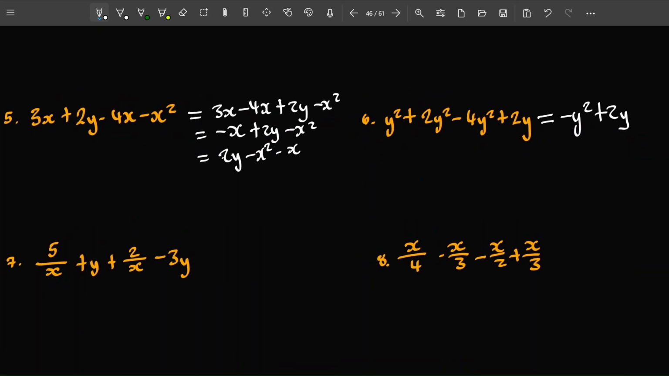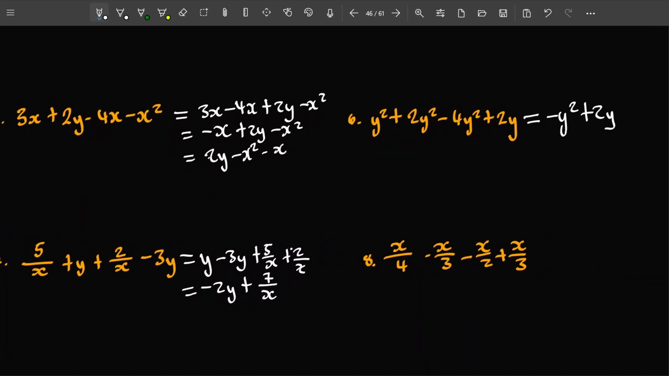5 over x plus y plus 2 over x minus 3y. What are we going to get? So this is equal to, I group like terms again, y minus 3y plus 5 over x plus 2 over x. y minus 3y is like saying 1 minus 3, you get negative 2 of what? Of y. Then plus 5 over x plus 2 over x. Since they are both over x, my answer will be over x. 5 plus 2 will be 7, so it will be plus 7 over x. You're done.